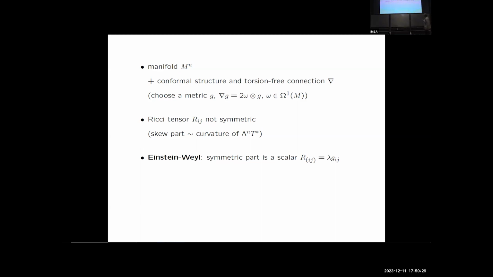And Einstein-Weyl, so if you look at the Ricci tensor of one of these, you can still construct a Ricci tensor. It's not automatically symmetric. In fact, the skew-symmetric part is basically the curvature of the volume line. So an Einstein-Weyl manifold is one where the symmetric part of the Ricci tensor is scalar. So you have the Einstein condition on the symmetric part.